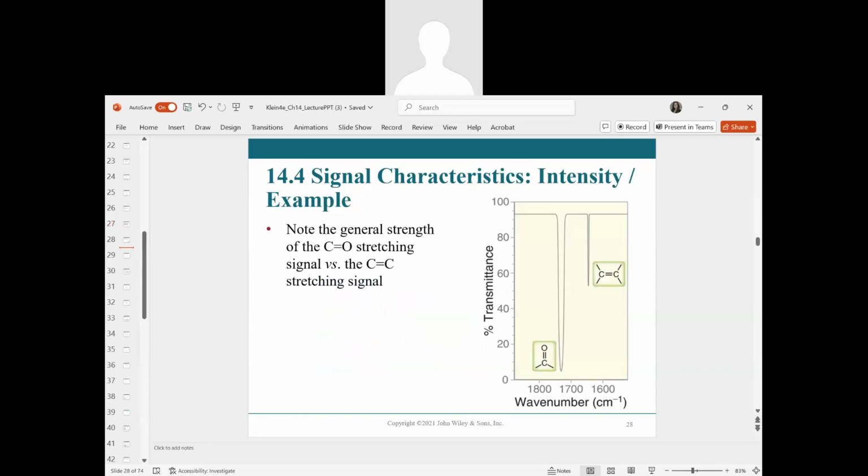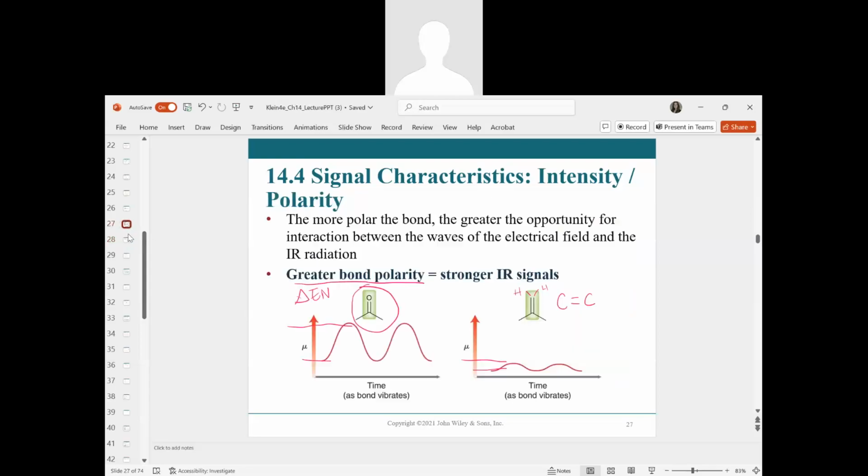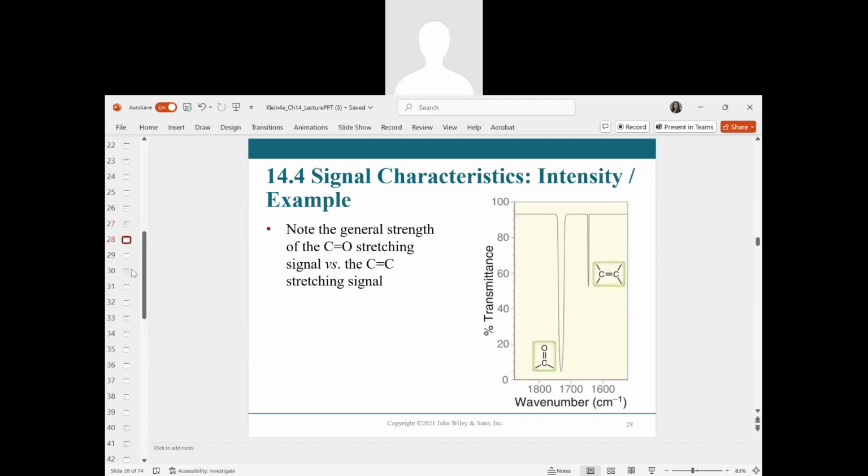So here's again a specific example now for the intensity that can be seen. We can see that the carbonyl stretch shown here, the intensity is much more than the general strength of a C=C stretching signal here. So we can compare those intensities that we saw here, right? And we can relate that reasoning to this spectrum shown here.